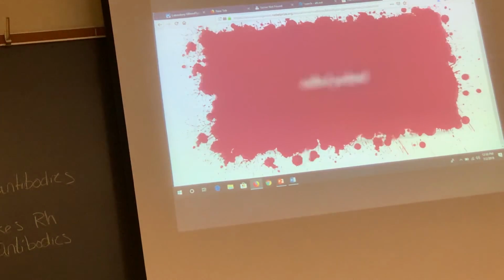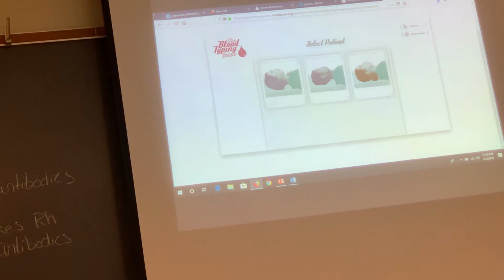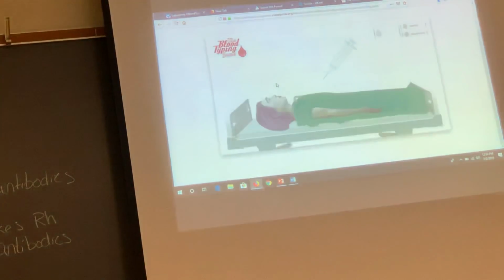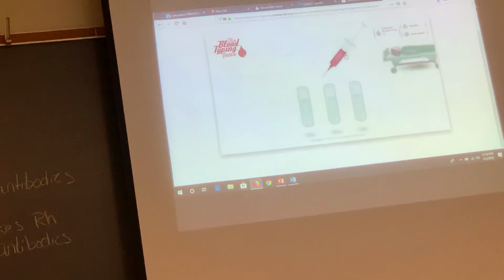So what it's going to have us do, we have 3 patients. We're going to select them, we're going to type their blood, and then we're going to decide which blood we can actually give to the patient. Okay, so the little syringe, it's a little hard to see here. We're going to get some blood, and now we're going to put the blood into 3 tubes. So the first tube has the A antibody in it. Second tube has the B, and the third tube has Rh.